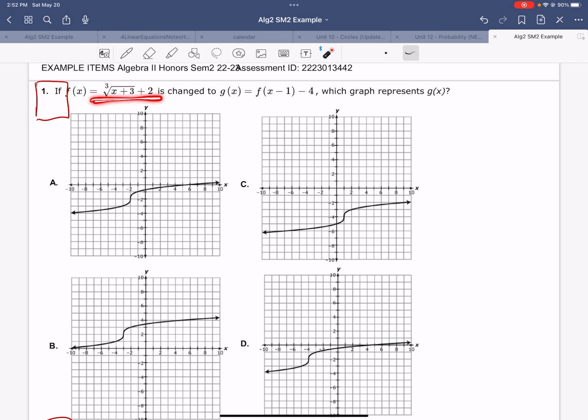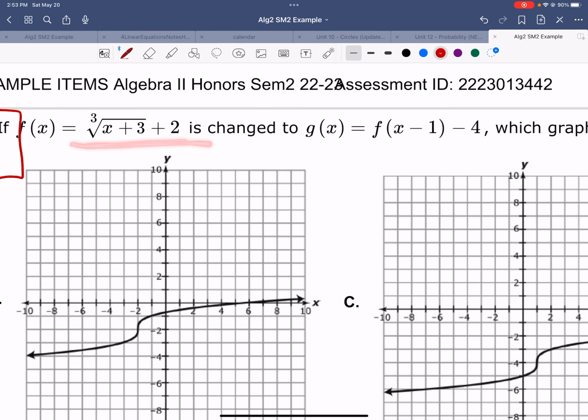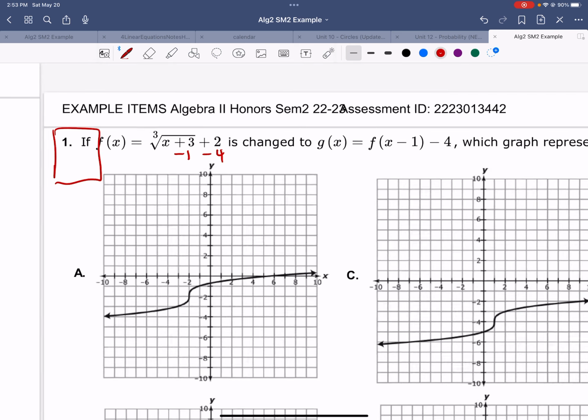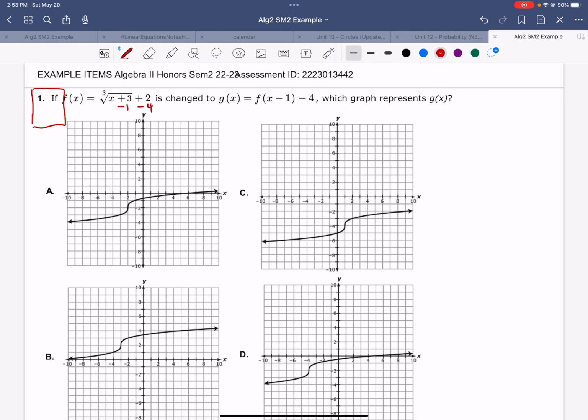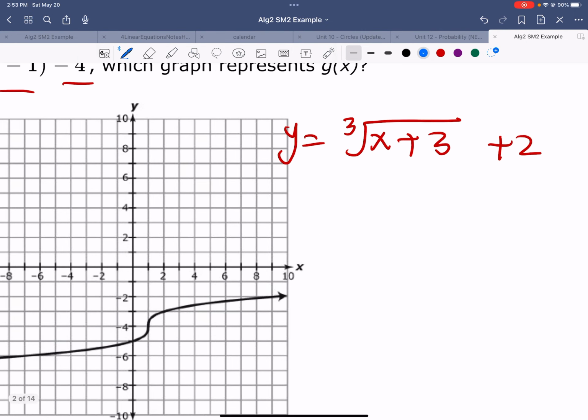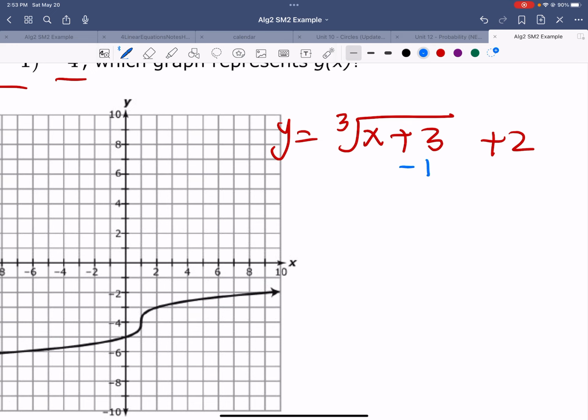Now, this is the original graph, which is f of x, and g of x, which is the new graph, has changed like this. Do you see there's a minus 1 inside the parenthesis, and minus 4? Based on this, I'm going to do minus 1 here and minus 4 here. Let me copy this down: x plus 3 plus 2, which is y equals, right? And from here, I'm going to do minus 1 and minus 4.